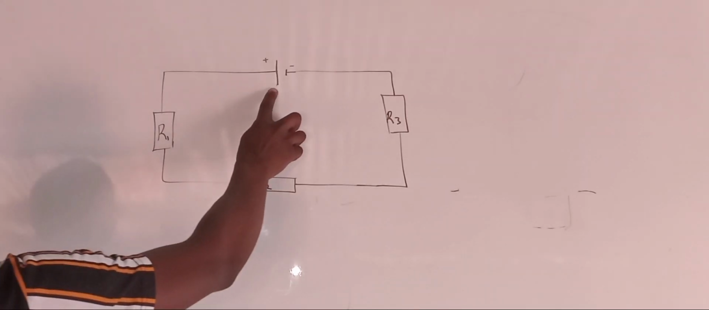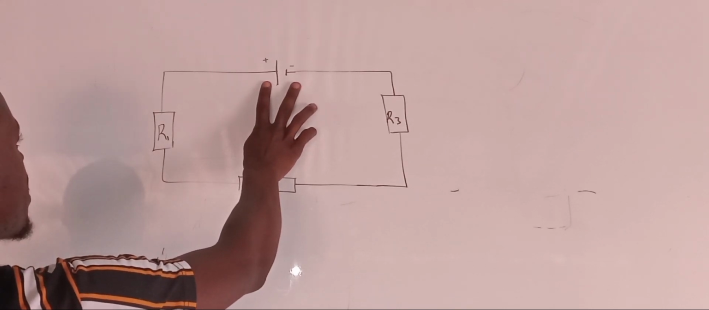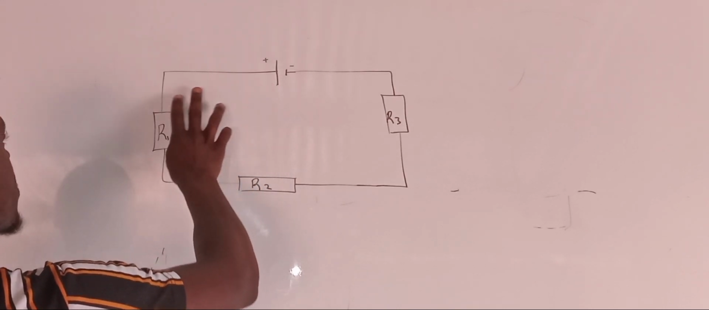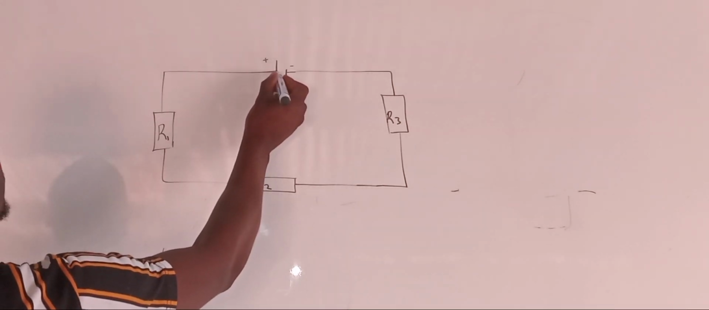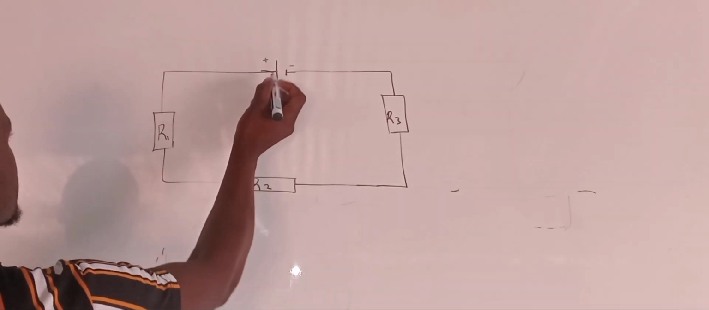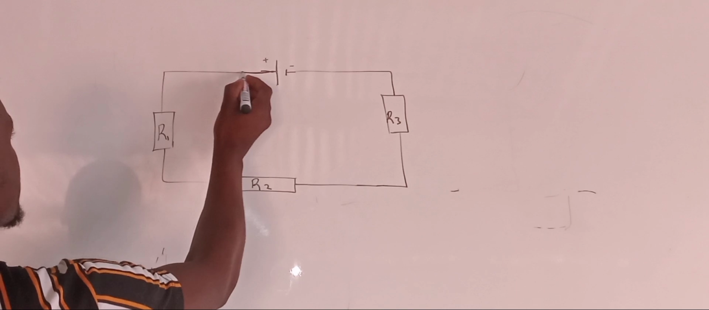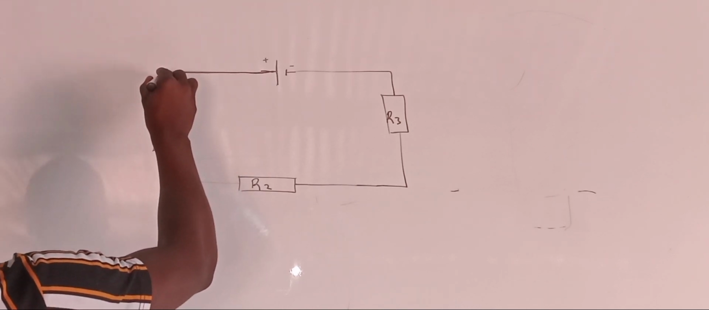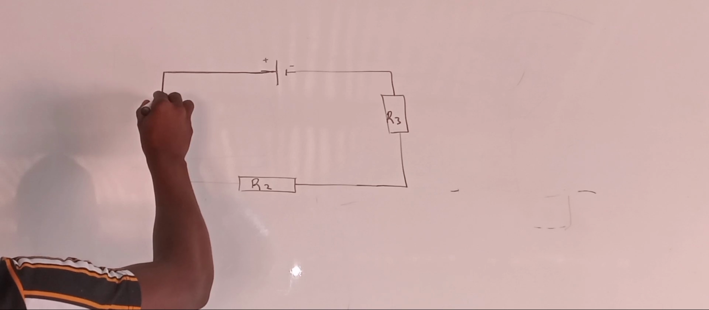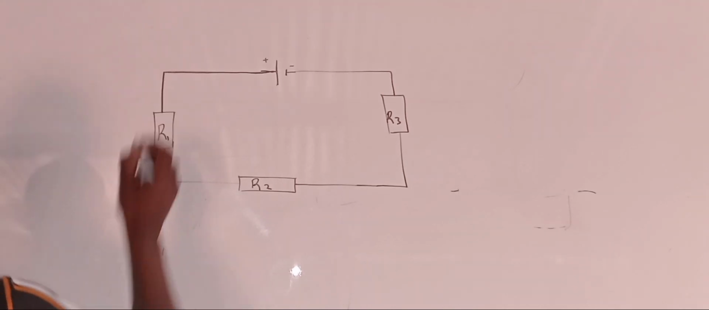So the current from the power supply flows as a total current. It is flowing as a total current. Then it goes down as a total current. Then it gets in resistor number 1.